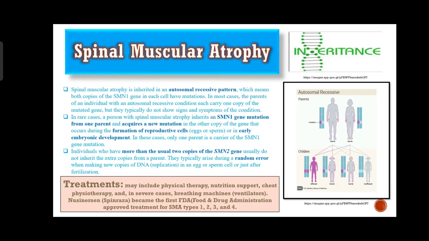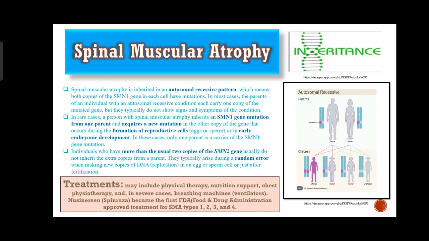Now I will be talking about inheritance. Spinal muscular atrophy is inherited in an autosomal recessive pattern, which means both copies of the SMN1 gene in each cell have mutation. In most cases, the parents of an individual with an autosomal recessive condition each carry one copy of the mutated gene, but they typically do not show signs and symptoms of the condition.